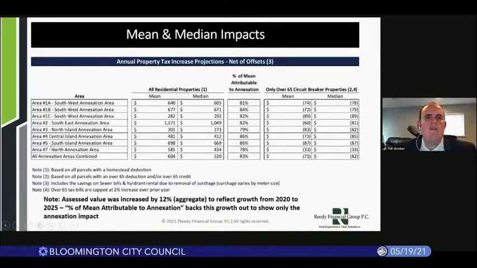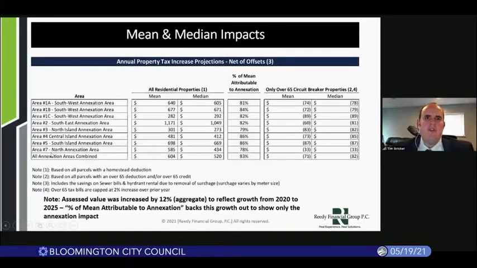For area 5, which is the South Island annexation area, we show an average of $698 increase, a median of $669. 86% of the mean is attributable to annexation. The average decrease to the over 65 circuit breaker properties is $87, and the median is also $87.